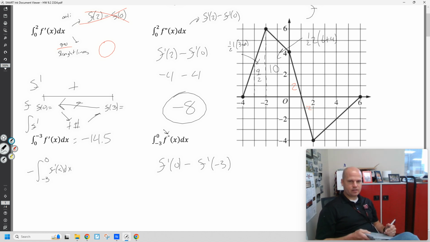That is calculus. So anyways, f prime of 0 is 4. F prime of negative 3 is 3. So that's 1.